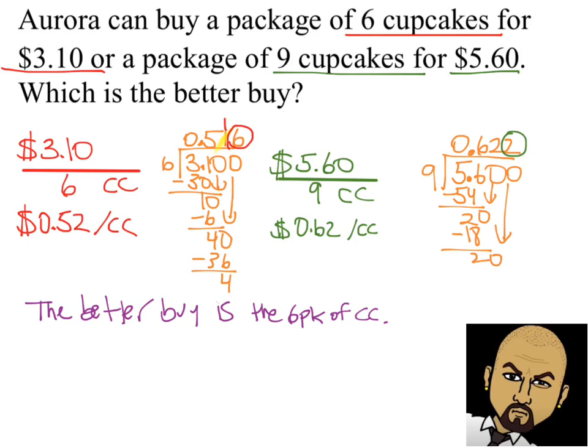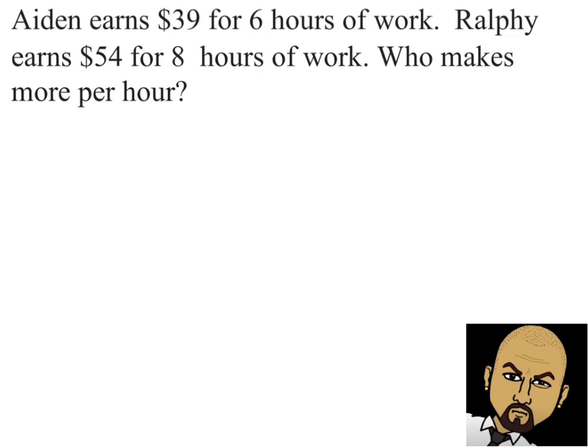Because you end up paying 52 cents per cupcake. So let's look at another problem. Here we got Aiden earns $39 for 6 hours of work. Ralphie earns $54 for 8 hours of work. Who makes more per hour? So now we're comparing how much per hour. Two situations. We got Aiden and we got Ralphie.